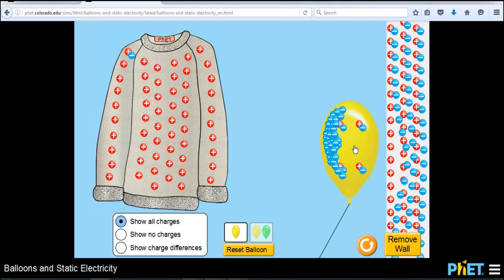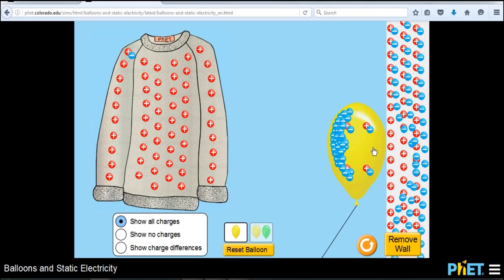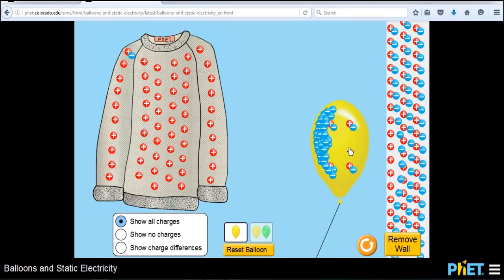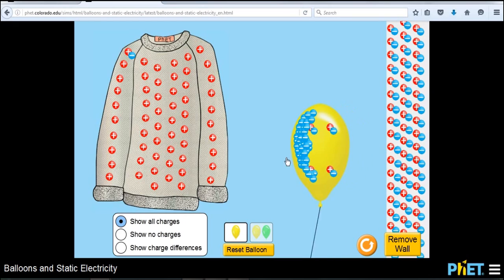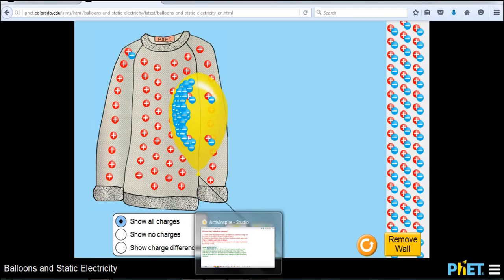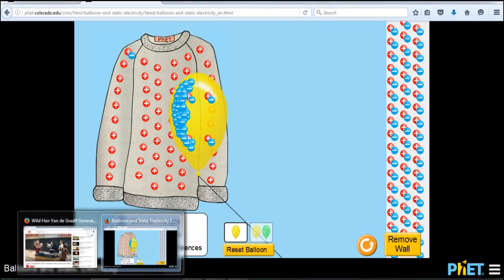Now some of those electrons have left and are in the ground now. So now there would be fewer electrons, which means it would have a net positive charge.